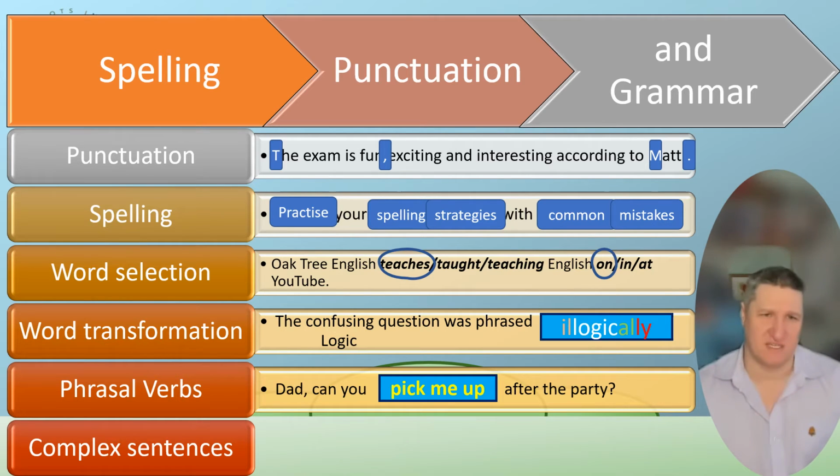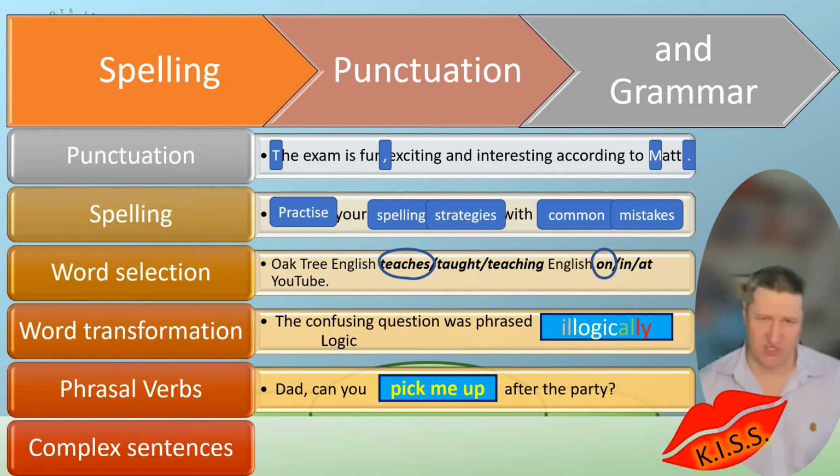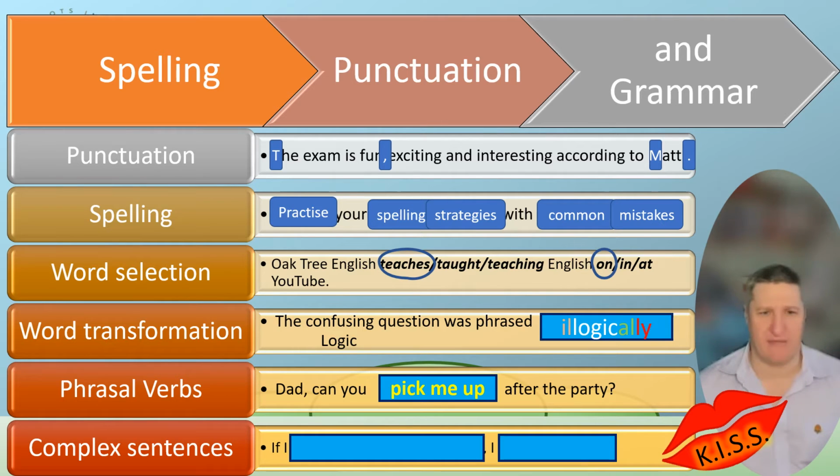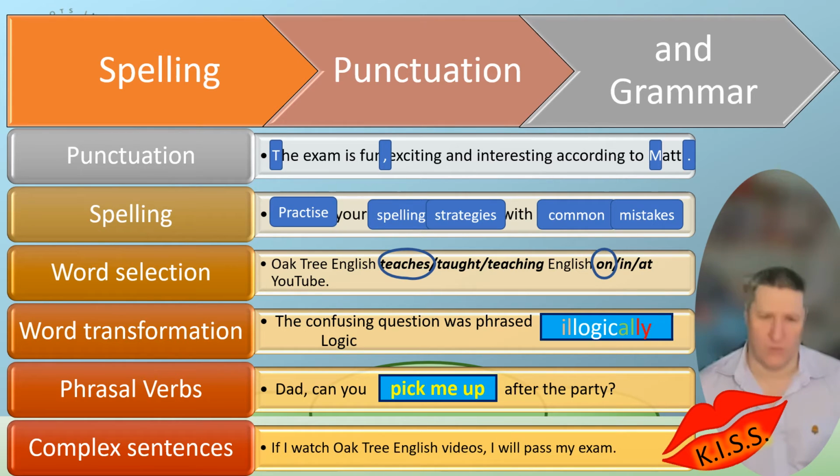This is a freer exercise, so I urge you to make it easy on yourself and do this. No, not kiss the invigilator, that will not help your cause, but rather keep it simple, student. Trying to make this complicated is a good way to lose marks. So if you're given a frame, if I, you could complete it. If I watch Oak Tree English videos, I will pass my exam.